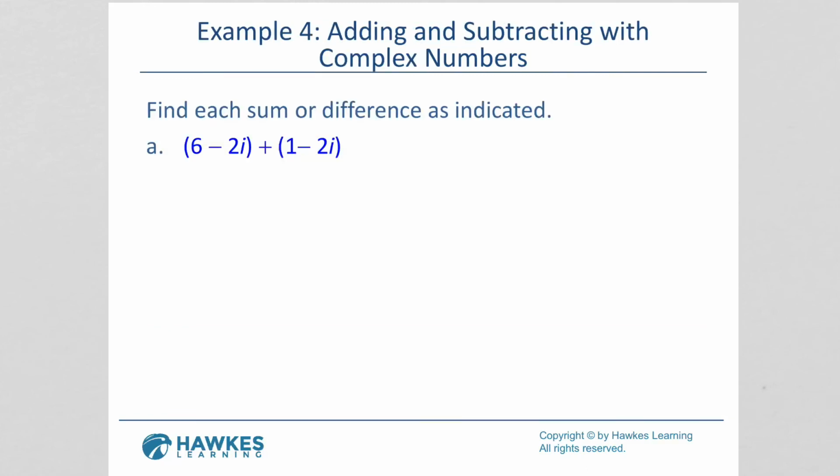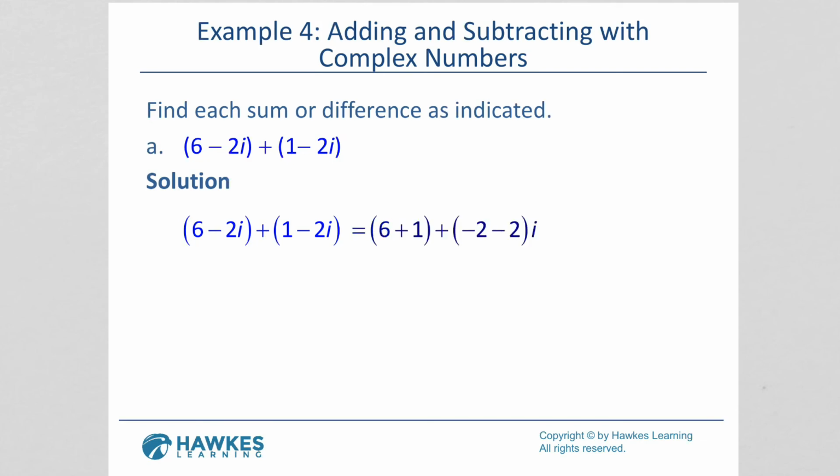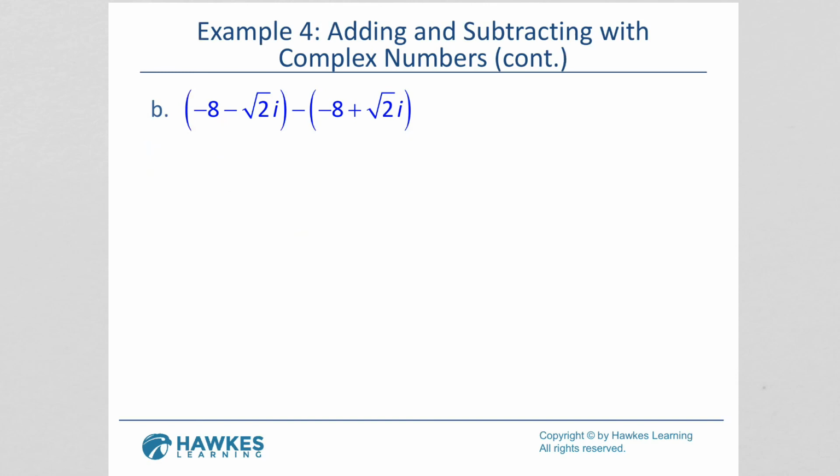Example 4a, find each sum or difference as indicated. Here we have 6 minus 2i plus 1 minus 2i. The real parts are 6 plus 1, and the imaginary parts are negative 2 minus 2. So we're going to have 6 plus 1 plus negative 2 minus 2 times i, which is going to give us 7 minus 4i.